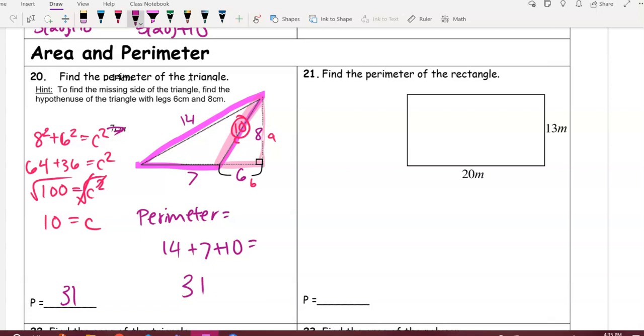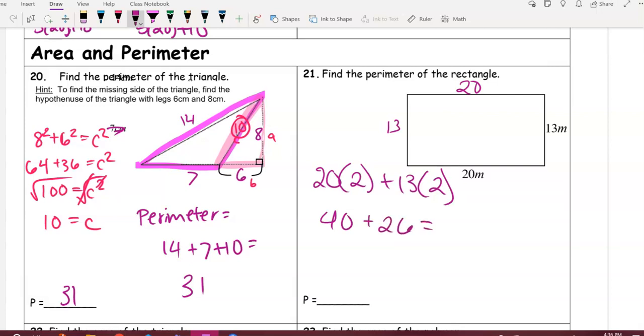Number 21. Find the perimeter of the rectangle. Well, rectangles are the same on the sides, so we can add them together. 20 times 2 is 40. 13 times 2 is 26. Add those together and we get 66.